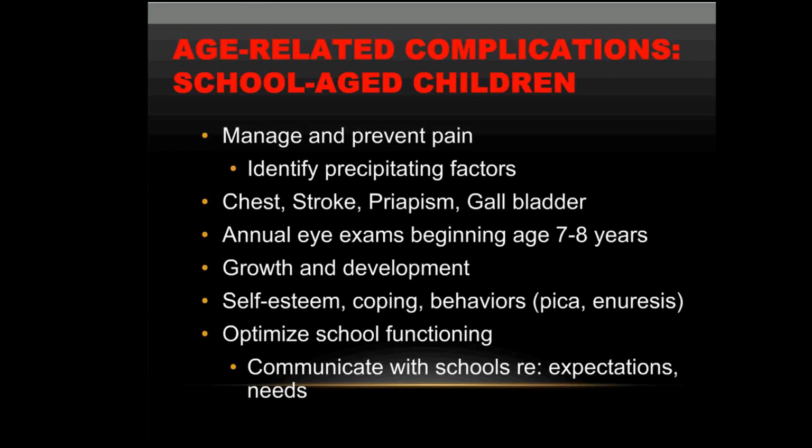So they tend to have the chest syndrome, stroke, they can have priapism, gallbladder issues. We need to make sure they have annual eye exams beginning at around 7 to 8. We need to watch their growth and development. We do expect them typically to be smaller than their peers, but we still are going to watch because we want to optimize care in every area that we can. We need to think about self-esteem and coping behaviors.